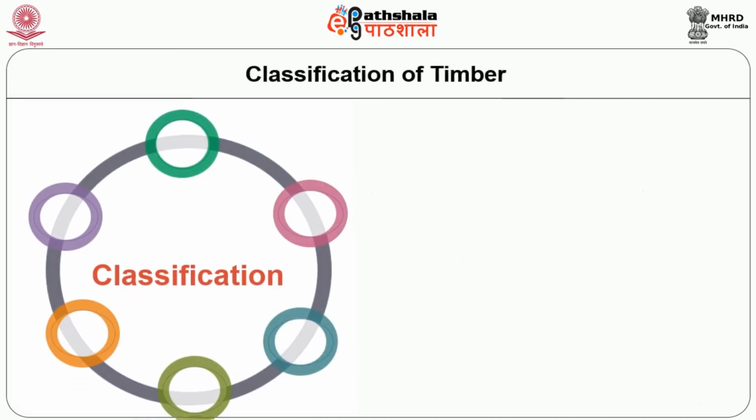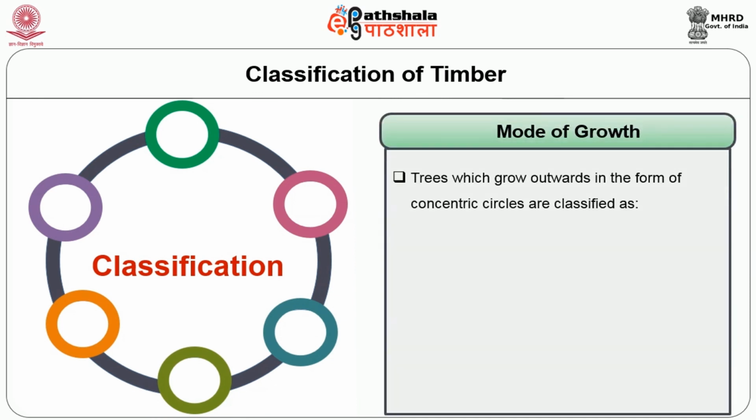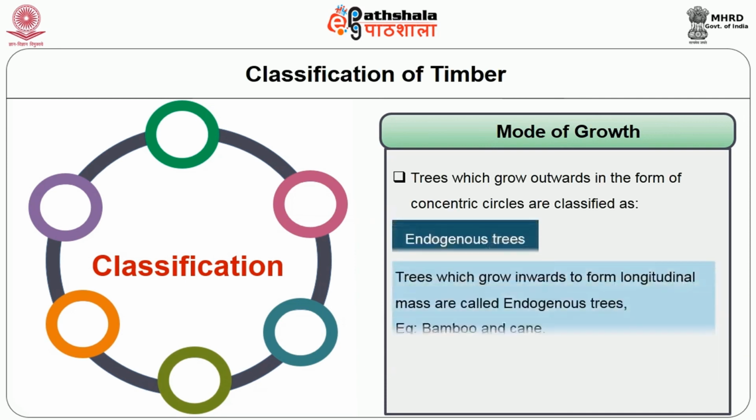Classification of timber can be based on mode of growth. Trees which grow outwards in the form of concentric circles are called exogenous trees. They are of two types, namely the coniferous trees such as deodar and pine and deciduous trees such as oak and teak, which yield soft and hard wood respectively. Trees which grow inwards to form longitudinal mass are called endogenous trees, for example bamboo and cane.